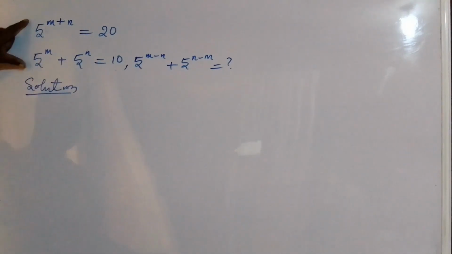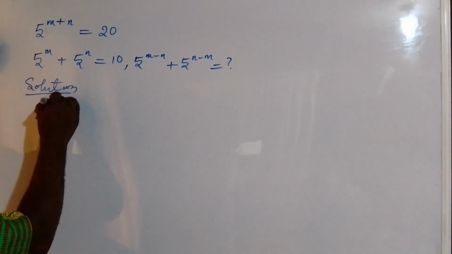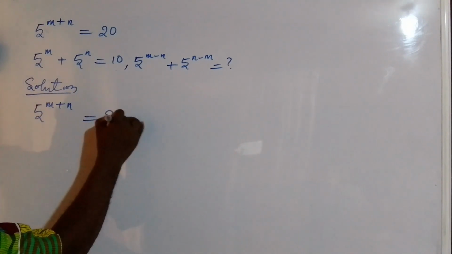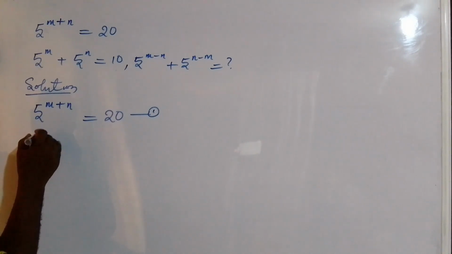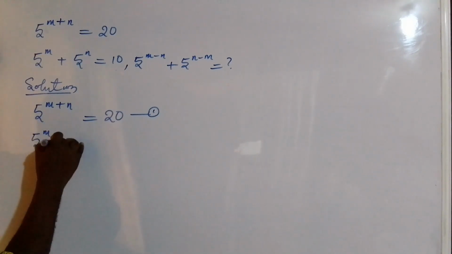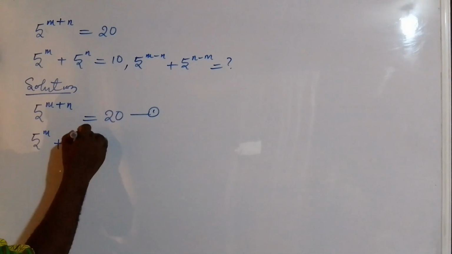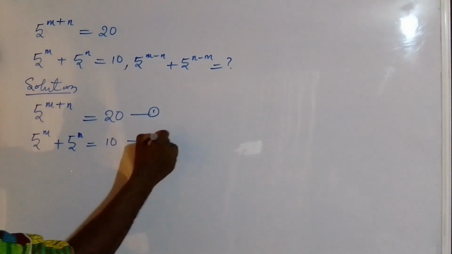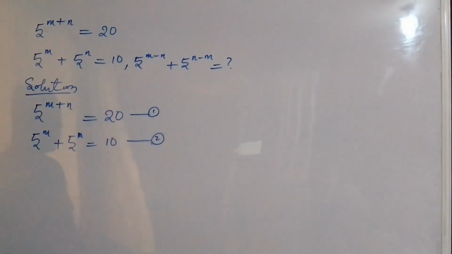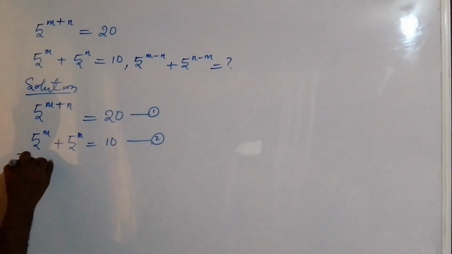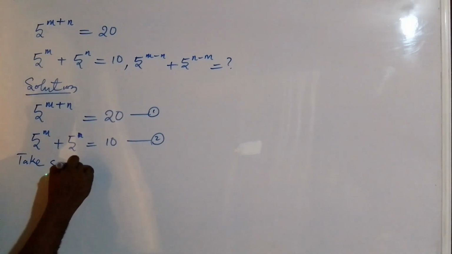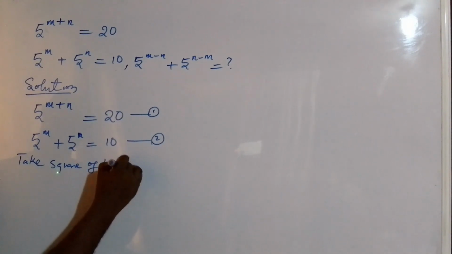I'm going to bring down the two principal equations, which are 5 to the power of m plus n equal to 20. I'm going to call this equation 1. And then I also bring down the second equation, 5 to the power of m plus 5 to the power of n equal to 10. I call that equation 2. We're going to start with equation 2, and we will take the square of both sides of equation 2.